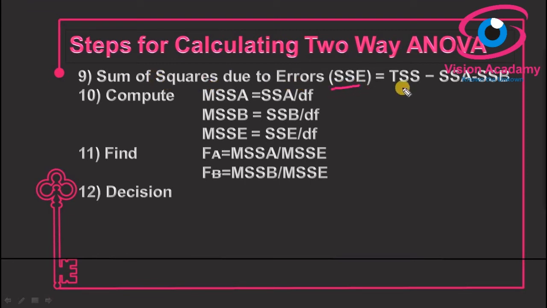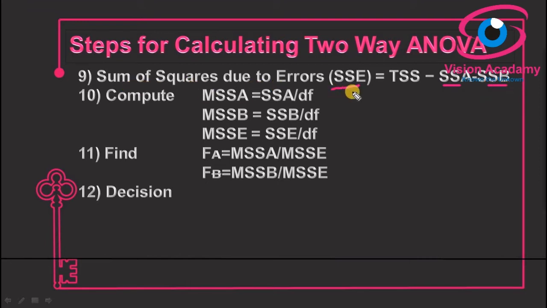This is the same thing as we calculated in one-way ANOVA. Since in one-way ANOVA we had only one factor, we were subtracting SST from TSS. But here we have SSA and SSB, so from TSS we need to subtract SSB and SSA.